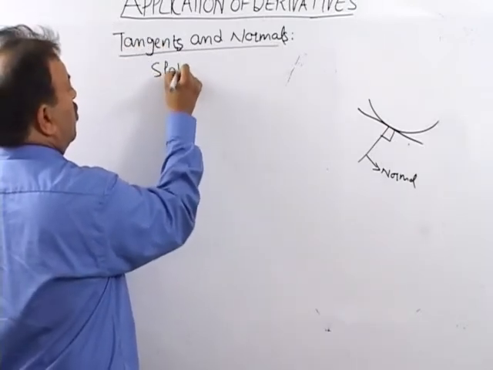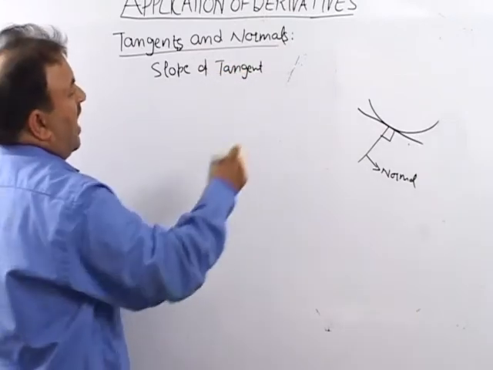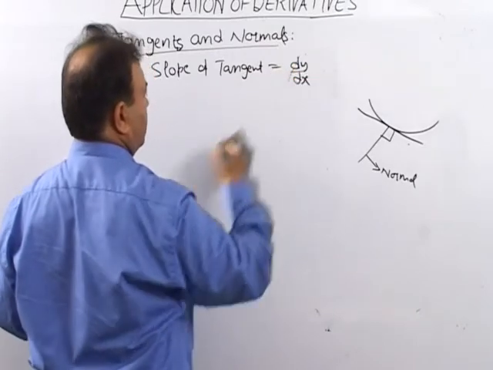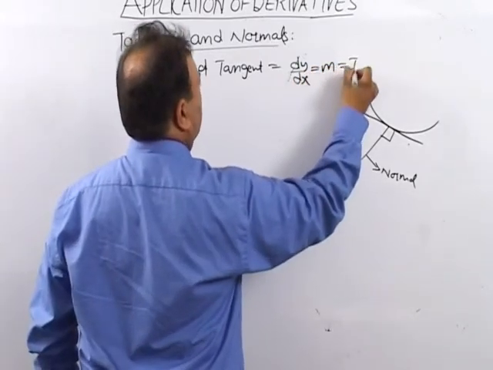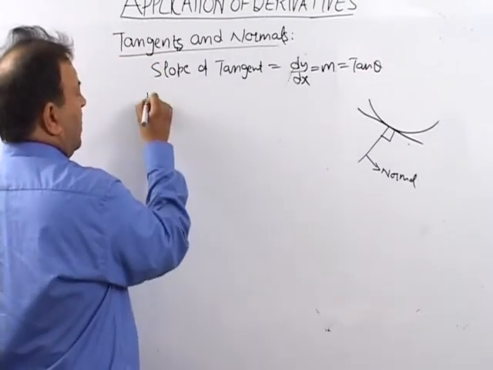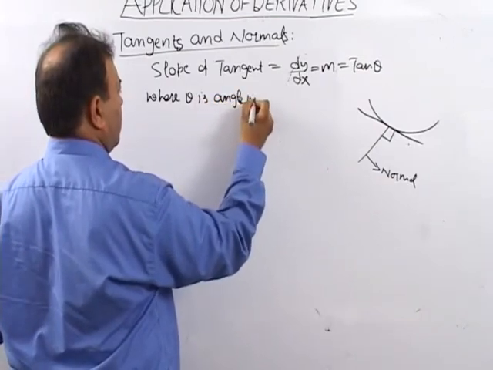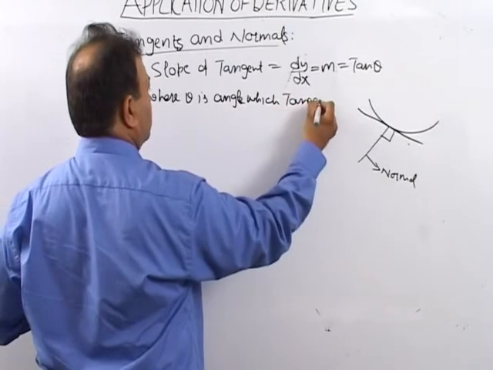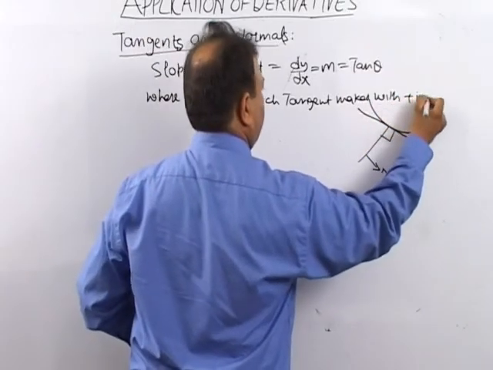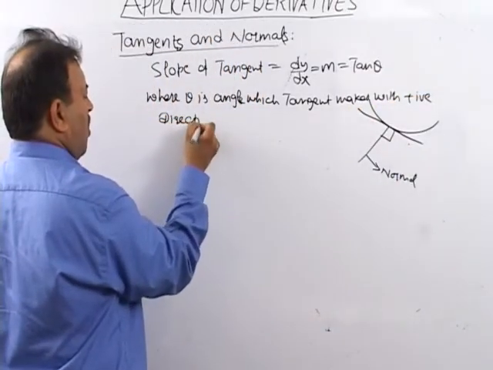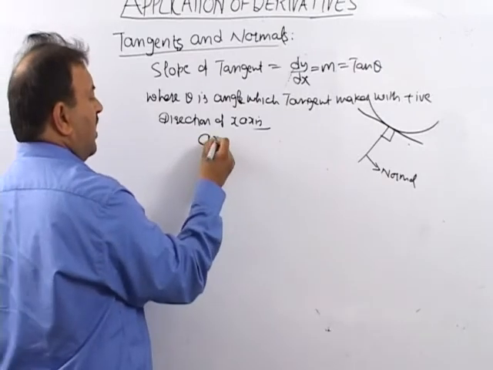इसमें सबसे पहले आता है the slope of tangent. Slope of tangent can be calculated as dy by dx, और इसको हम बोलते हैं m, या इसको बोल देते हैं tan theta, where theta is the angle which the tangent makes with the positive direction of x-axis. जैसे we can check it out.